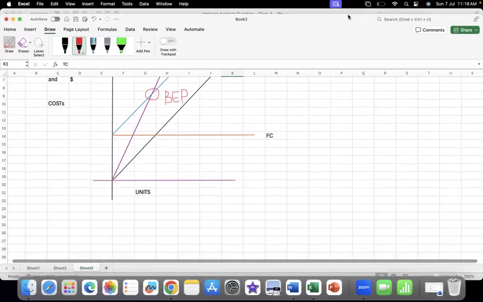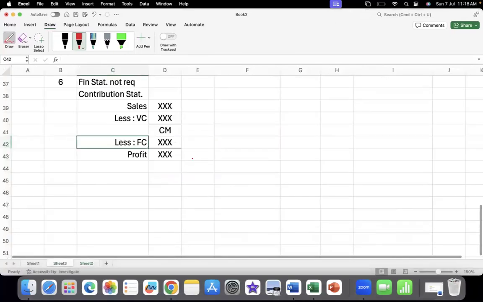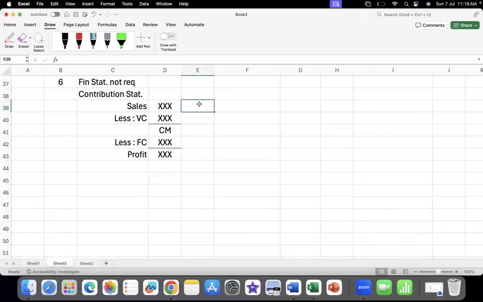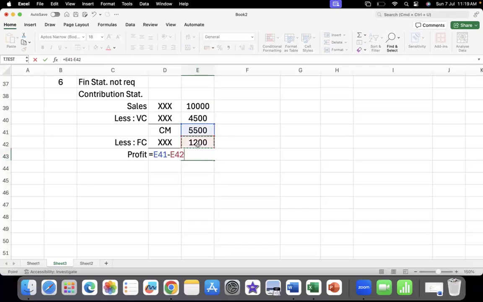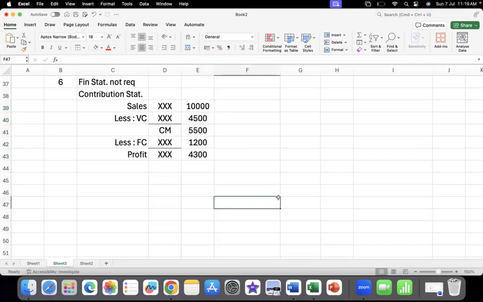So if my sales, say for example, are 10,000, my variable cost is 4,500. That basically gives me my contribution margin as 10,000 minus 4,500, which is 5,500. Let's assume my fixed cost is 1,200. And then my ultimate profit, which is available for me, is 4,300.